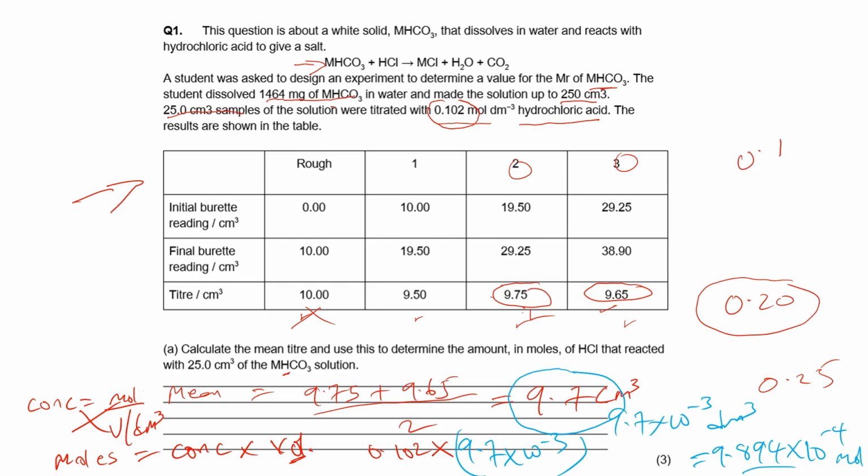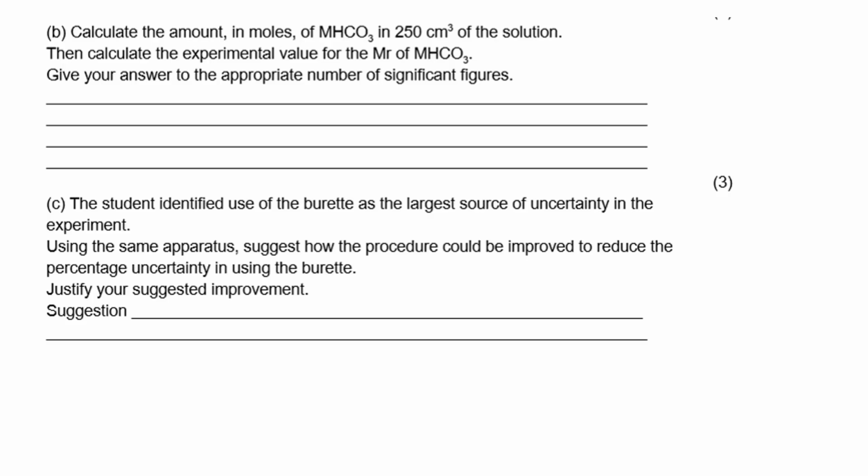So let's look at part B of this question. Calculate the amount in moles of MHCO3 in 250 cm cube of the solution. Then calculate the experimental value for the molecular weight of MHCO3. Give your answer to the appropriate number of significant figures.